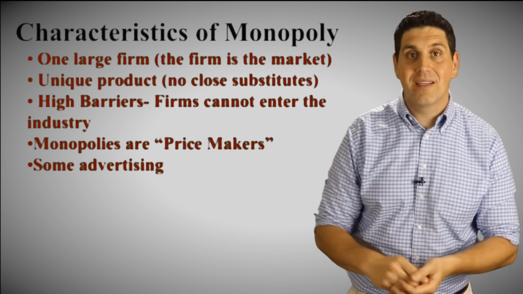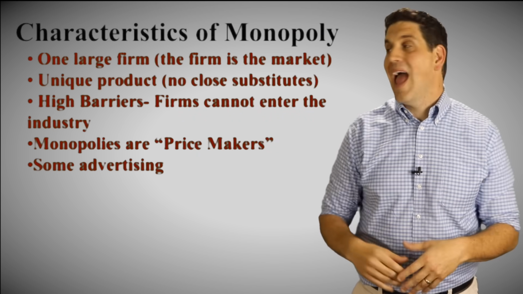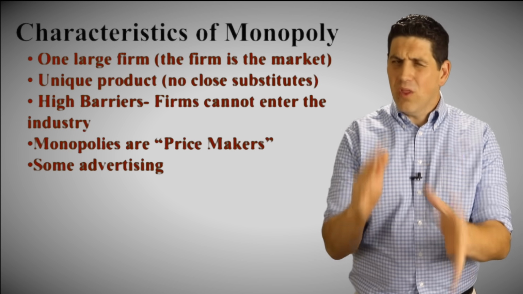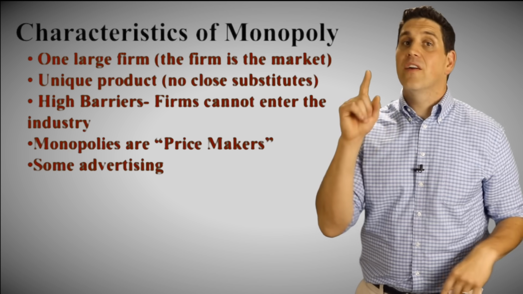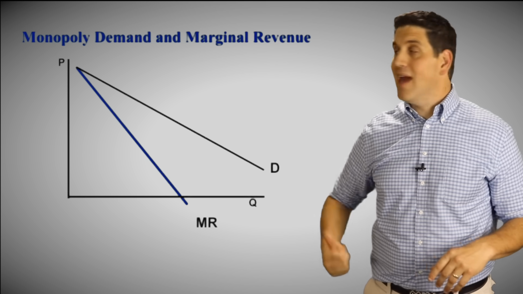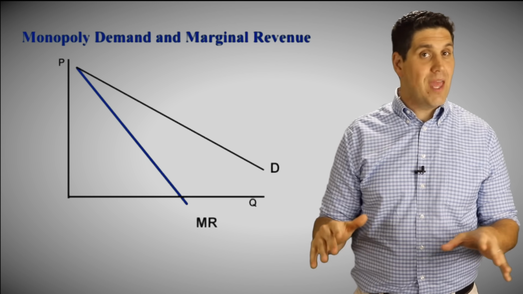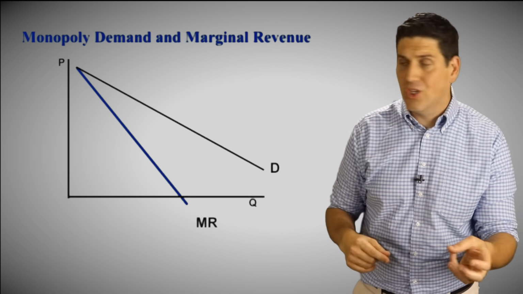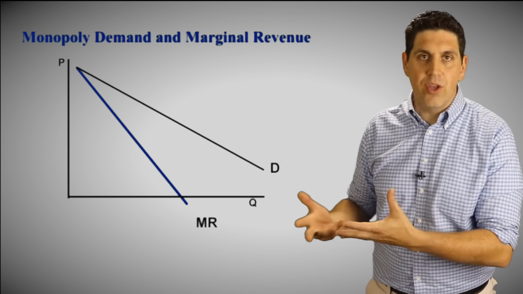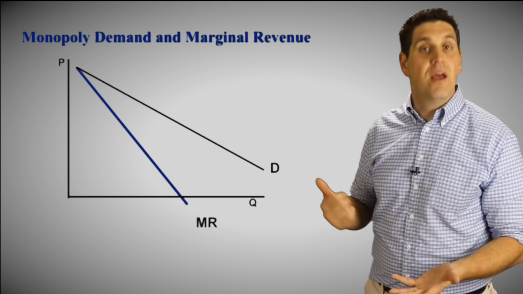They've got a unique product, and there's high barriers, and the market is the firm, which makes the graph a whole lot easier. There's not 2 side-by-side graphs. There's one graph. We've got a downward sloping demand and a marginal revenue that's less than that for all imperfect competition: monopolies, oligopolies, monopolistic competition. The reason why is if they want to sell another unit, they've got to lower the price. They're not price takers, they're price makers.